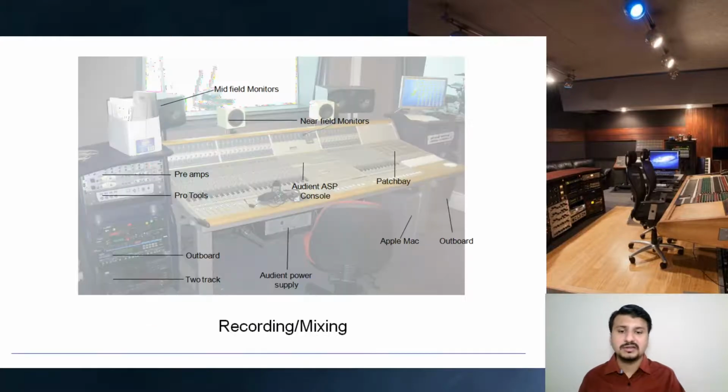Coming to the next, that is recording and mixing. It's an image that you can see of a studio. A few things are labeled, like a mid-level monitor for the audio output and a near field monitor. On the left side you can see preamps, Pro Tools, outboard, 2 rack, Audient, power supply. The Mac Apple system is there at the bottom. This outboard, this patchbay.